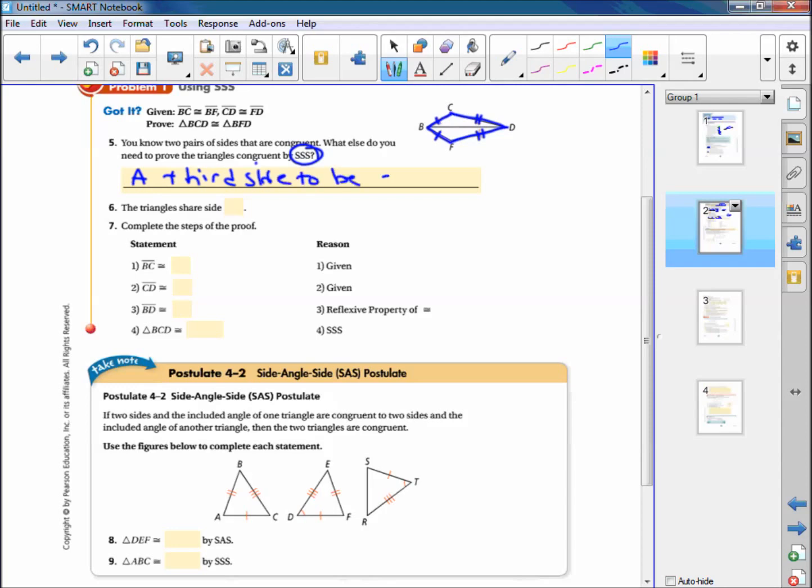Okay. So the triangles actually share the third side. They share side BD. It's the same in both triangles. So here would be our proof for this.